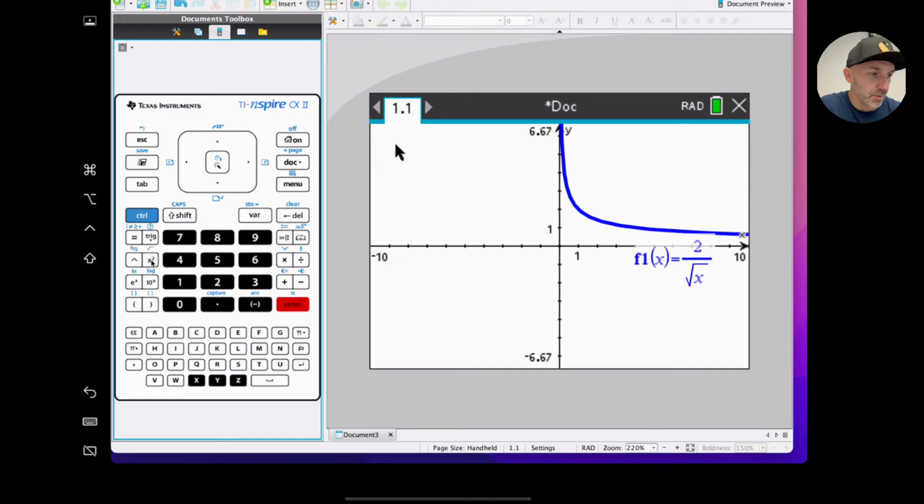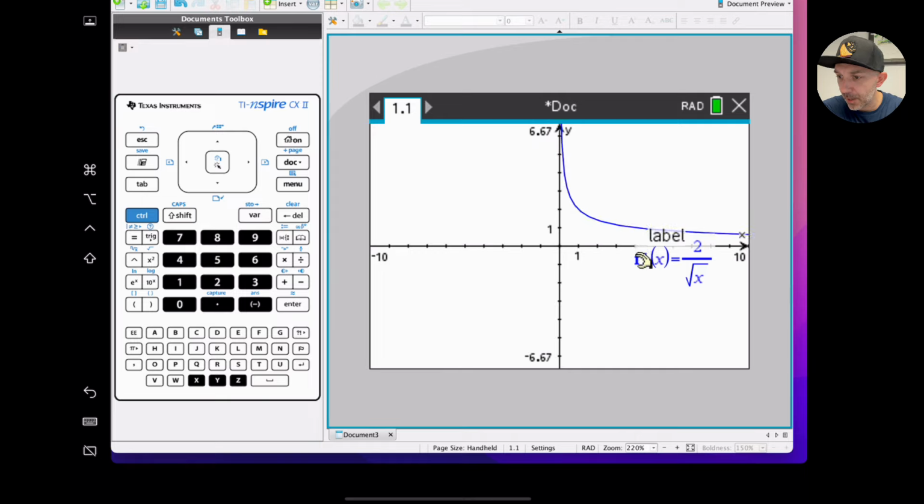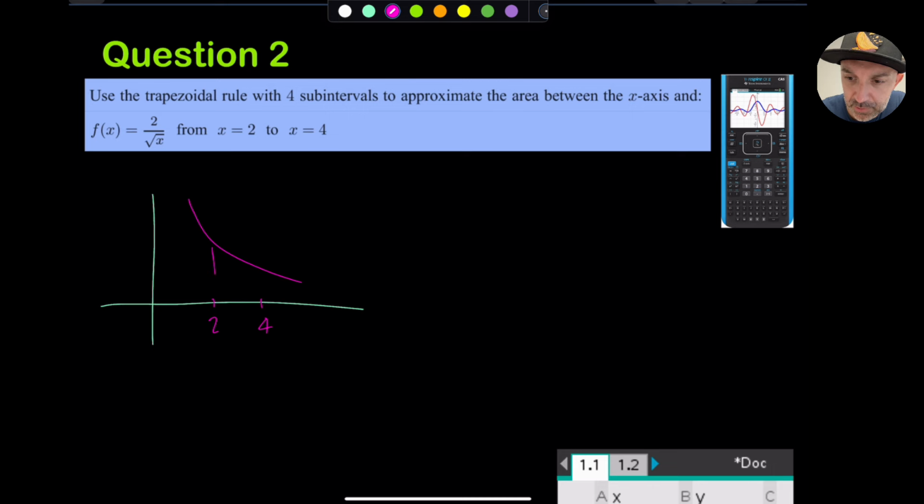Okay, so now we have this graph. So what we really want to do is find the area beneath the curve between 2, which is here, and 4, which is here. Let's just move that label out of the way. So between 2 and 4. So the context of the question is basically asking us to find this area here using 4 subintervals.